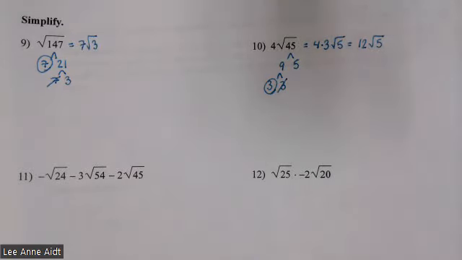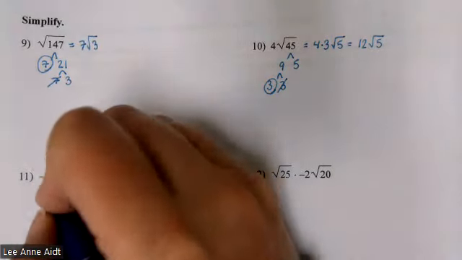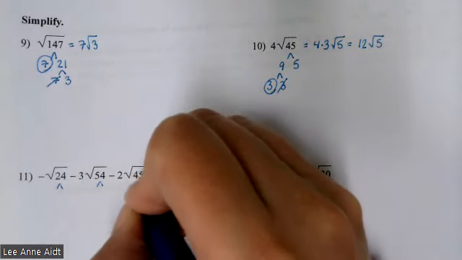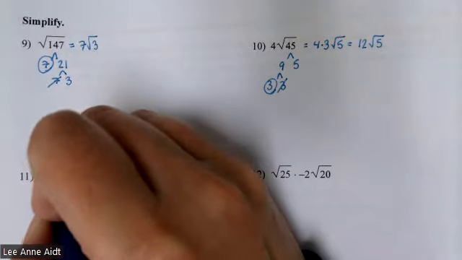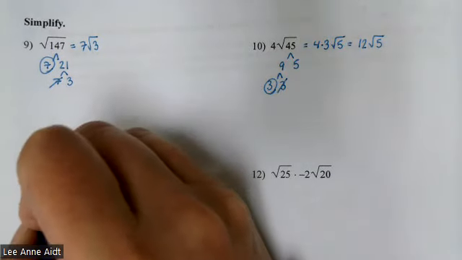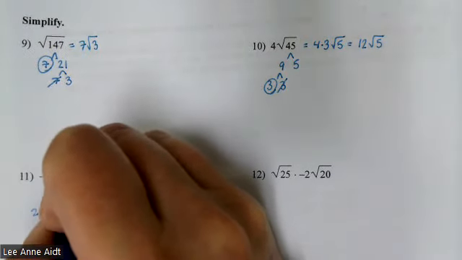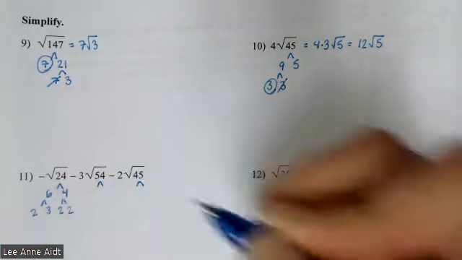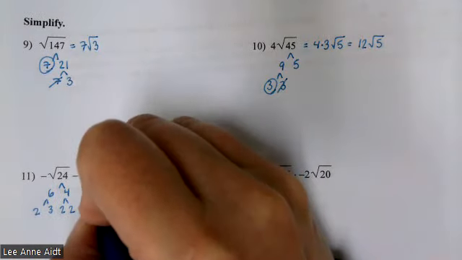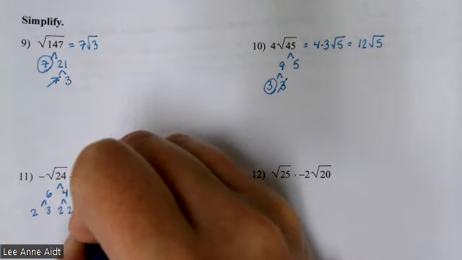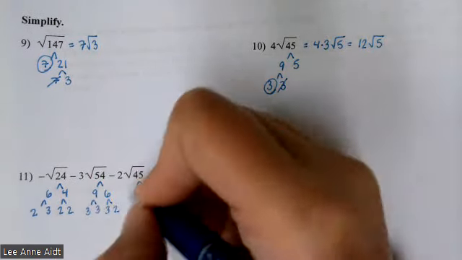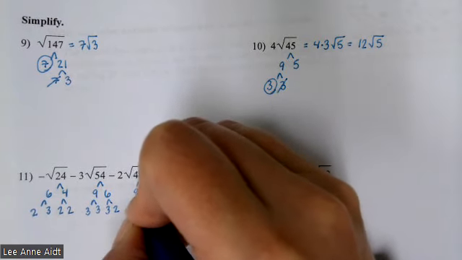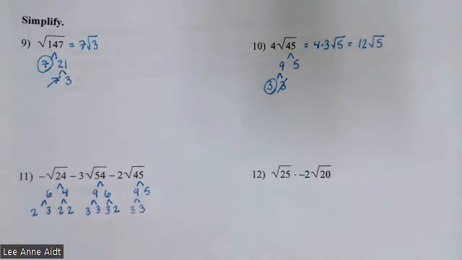Okay. Number 11. We're going to have to do all of these separately on their own. 24 is 6 times 4, 2 and 3, 2 and 2. 54 is 9 times 6, which is 3 and 3, and 3 and 2. 45, I already know. I just did that one. 2, 3.